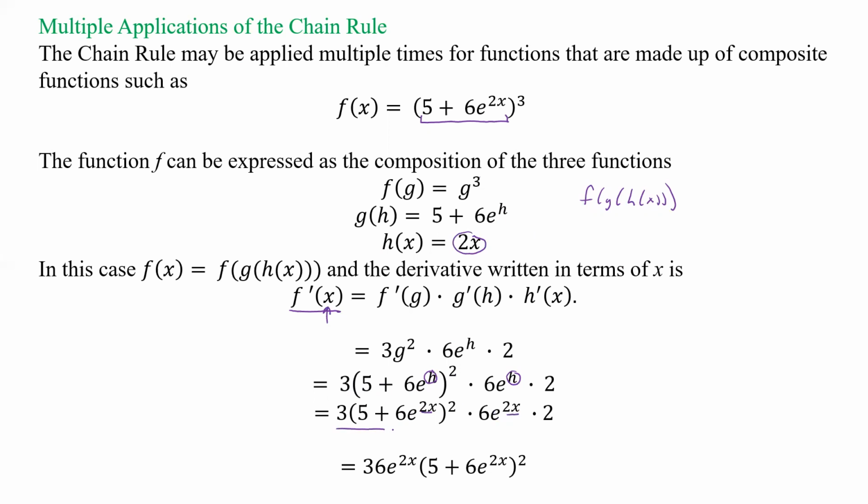And at that point, if this was much more complex, I would say we're done. But because we can take 2 times 6 times 3 and get 36, and then that's times e to the 2x, and that's times 5 plus 6e to the 2x squared, we can write the final simplified form pretty easily. So on this one, I would say going down to this step would be okay. And so that's going to be our final form of f prime of x.